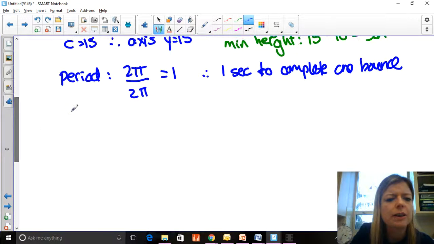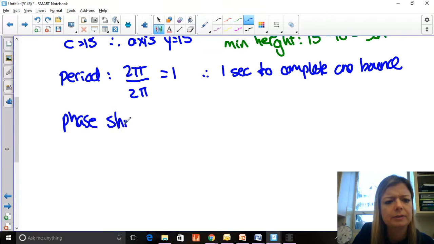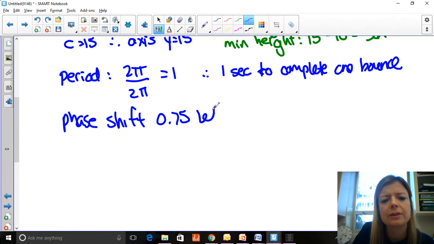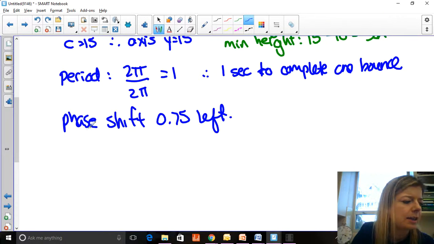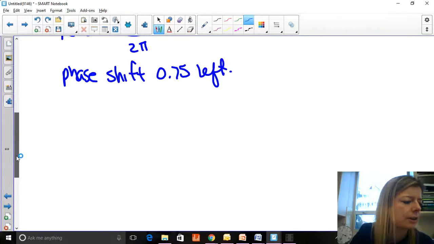Okay, there's also a phase shift. 0.75 to the left, as we can see up there, okay? Because it's plus 0.75, so that's to the left.